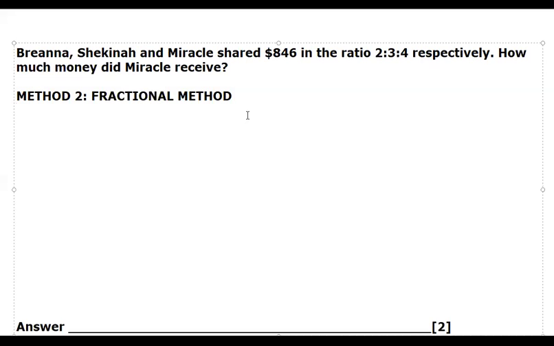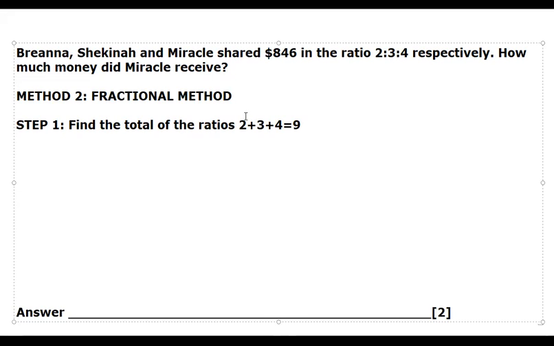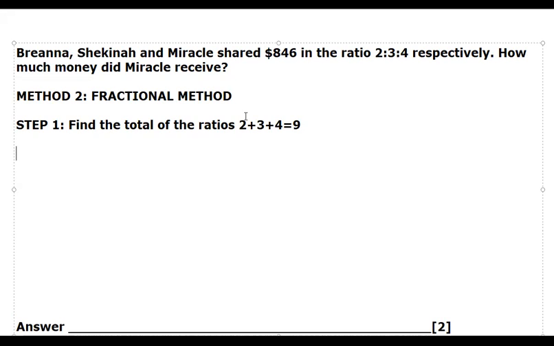So the first thing we want to do is figure out, again, like we did in the other method, what is the total number of ratios? So we find our total, and that gives us 9. Remember, we said 3 plus 4 plus 2 gives us 9, right? So instead of dividing here, what we do next is we actually form a ratio. Or we form a fraction, sorry.